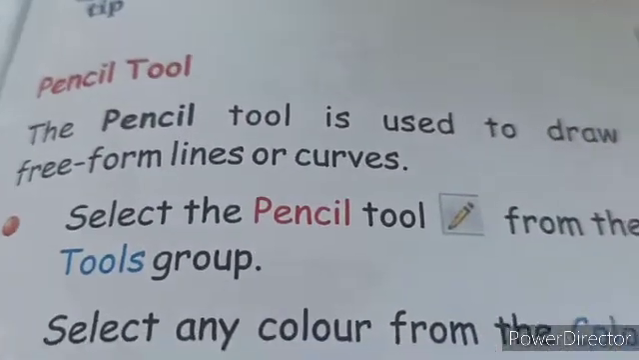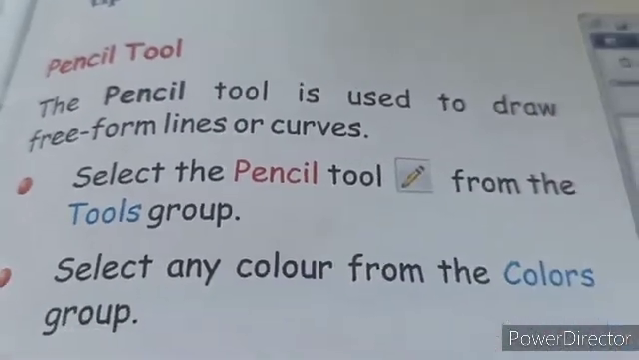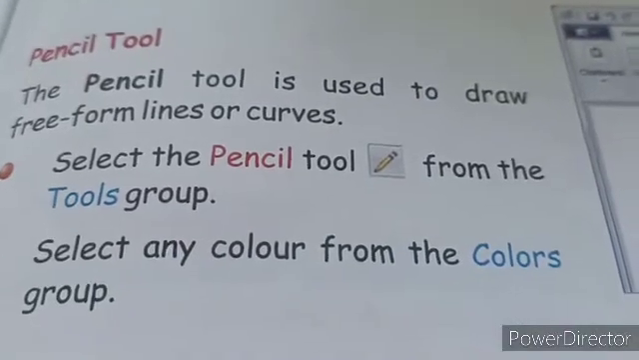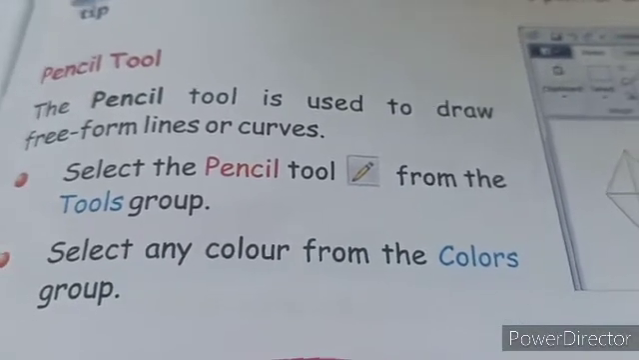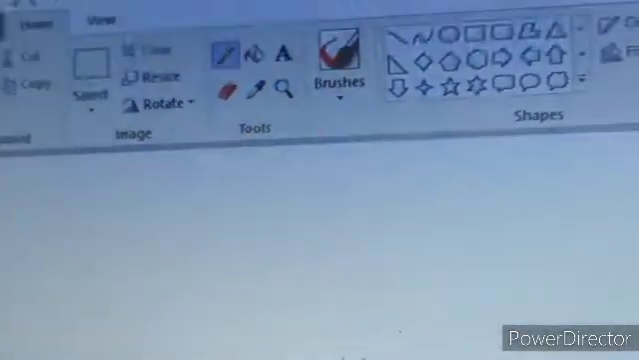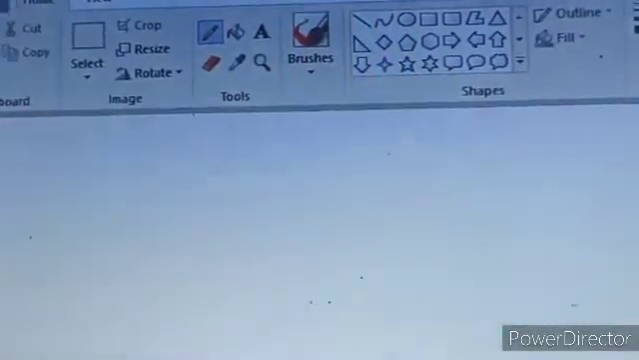First one, look at your book. It has been given as pencil tool. So what is the function of the pencil tool? Pencil tool is used to draw free form lines. So look on your screen. This is the pencil tool, it looks like a pencil. If you click that, your mouse pointer will change to this icon.